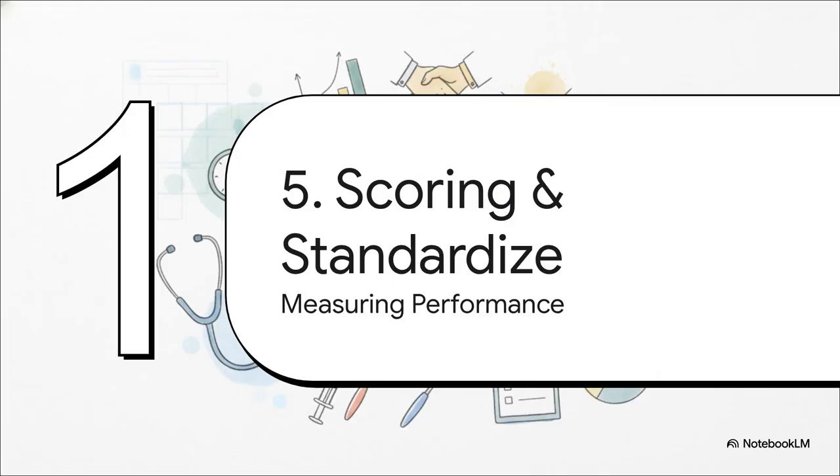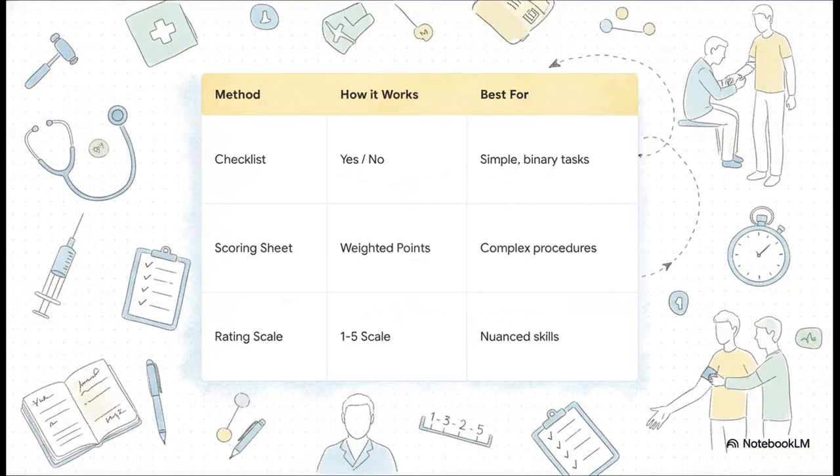Okay, we've designed it, we've run it. We now come to the part that really determines the validity of the whole exercise, scoring and standardization. How do we make sure our measurements are fair, reliable, and consistent? We've got a few tools in our toolbox for scoring. The simplest is a checklist. Did they do it? Yes or no. It's great for straightforward, critical safety steps. Then you can use a weighted scoring sheet, which lets you assign more points to more important actions. And finally, you can use a rating scale, maybe from 1 to 5, which is great for assessing the quality of a performance, not just its completion.